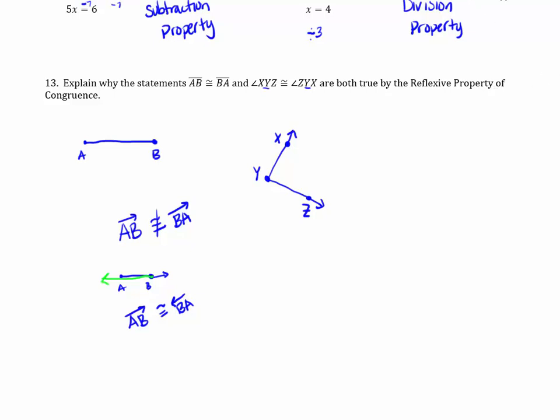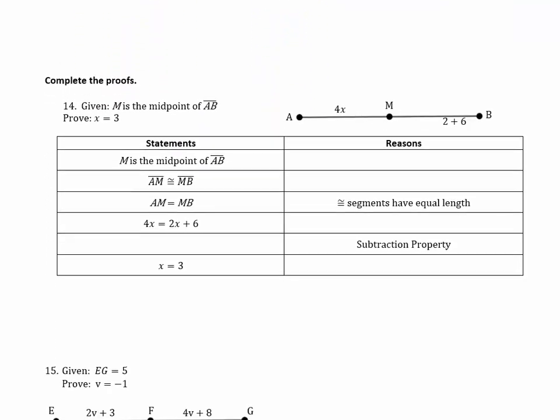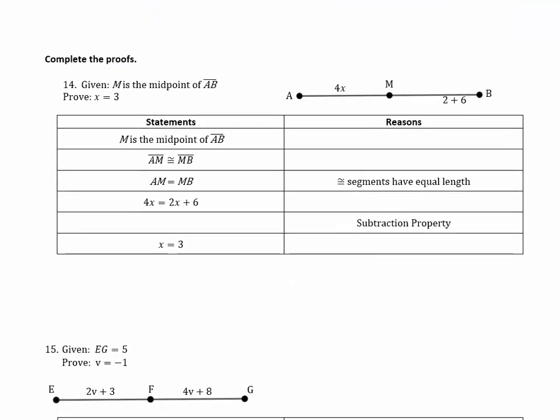All right, now problem number 14. It says complete the proof. Yay, we love proofs. Now it's already been kind of completed for us. That's kind of nice. We just have to fill in the blanks here. All right, so let's get familiar with the problem. It says given M is the midpoint of segment AB. So M is right in the middle of AB. Okay, I'll buy that. We want to prove that X is equal to 3. So the very last statement we'll make is X is equal to 3.